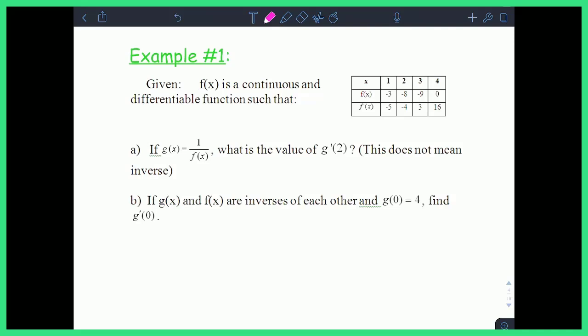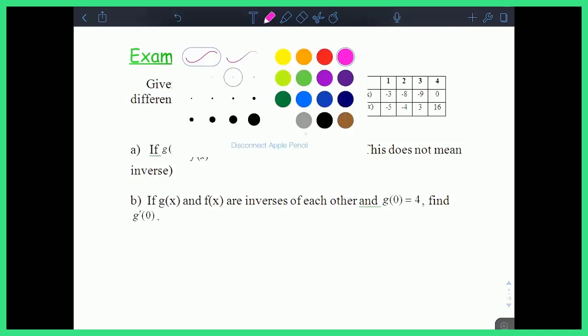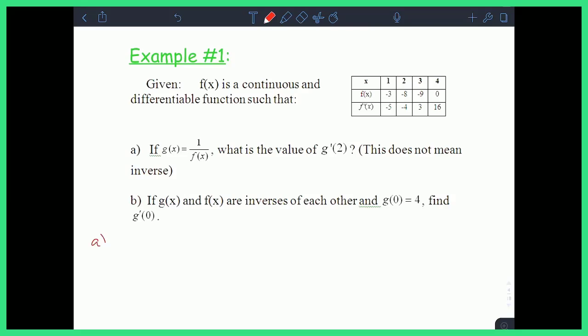A, if g of x is 1 over f of x, what is g prime of 2? Note this does not mean inverse. So let's find A. In order to find g prime of 2, you have to first find g prime of x. So you need to take the derivative of g. So the derivative of g is equal to the quotient rule. So low d high minus high d low, all divided by the low squared.